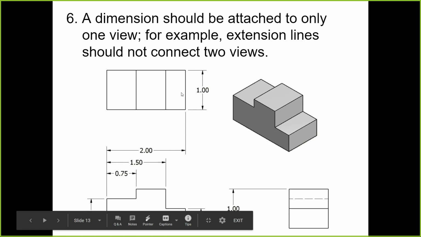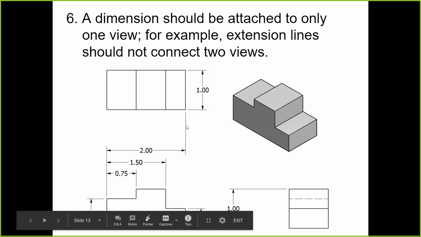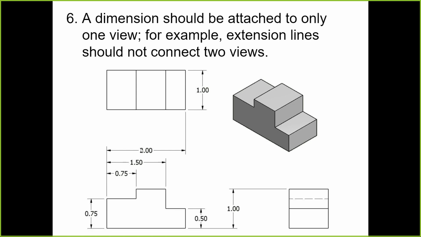Rule number 6. A dimension should be attached to only one view. For example, extension lines should not connect between two views. So right here they're saying it's 2 inches between this side and this side over here, and this 2 inch right here is connected to this and this. Never do that.